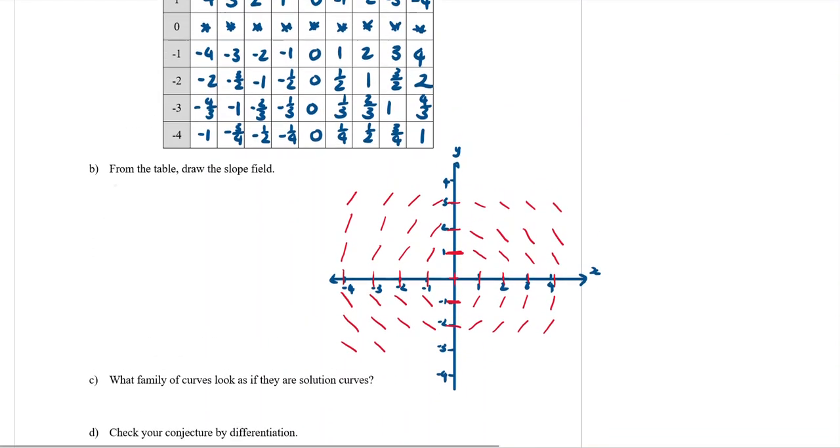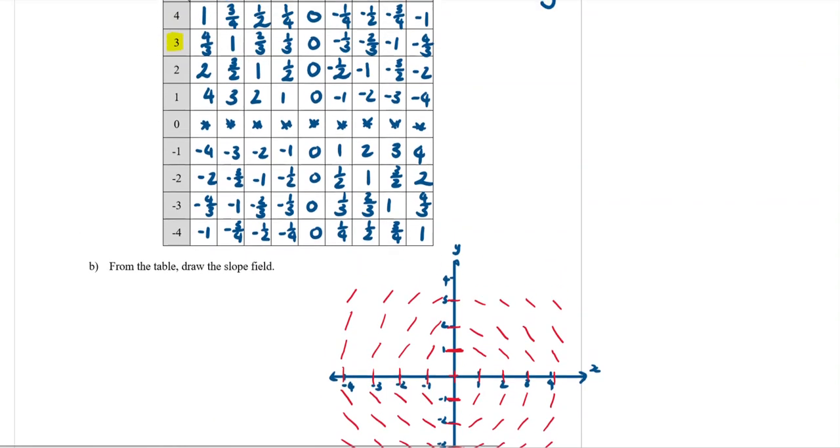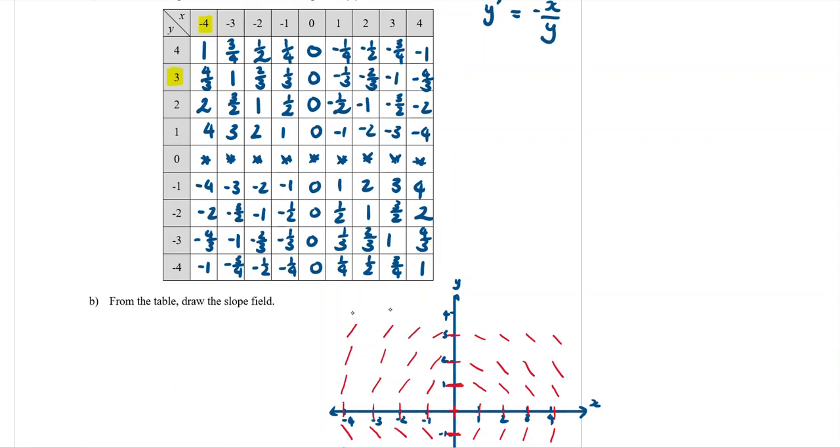Okay, then -3. I was doing that line. Then 4, last row, starts with a gradient of 1 and just gets shallower, shallower, 0, shallower, shallower, shallower, 0. And then getting slightly steeper on the other side.